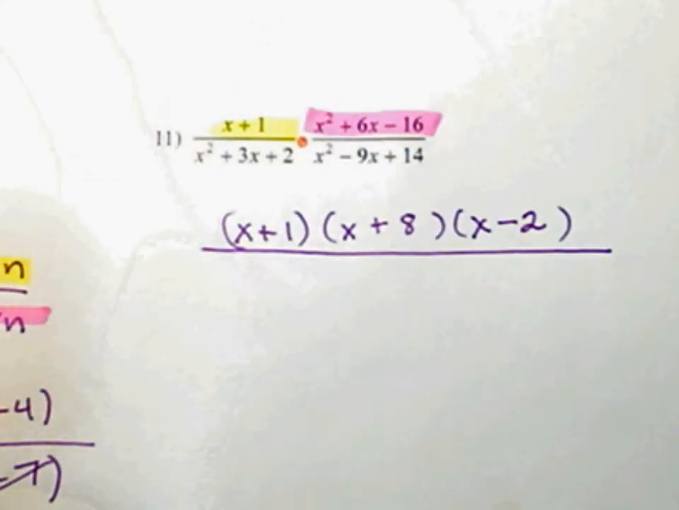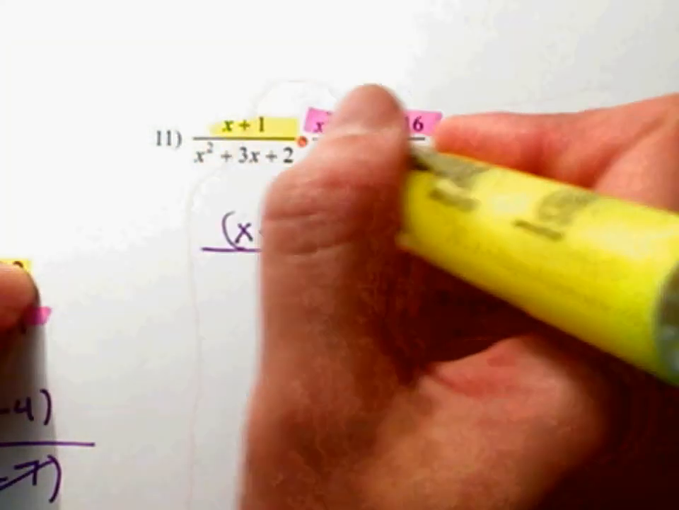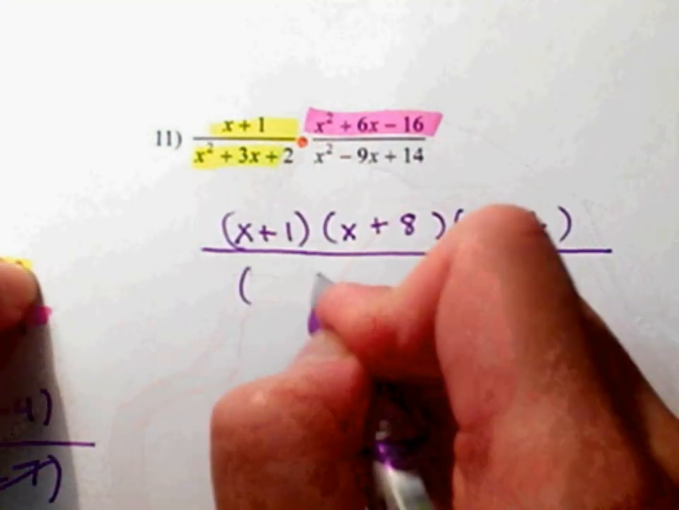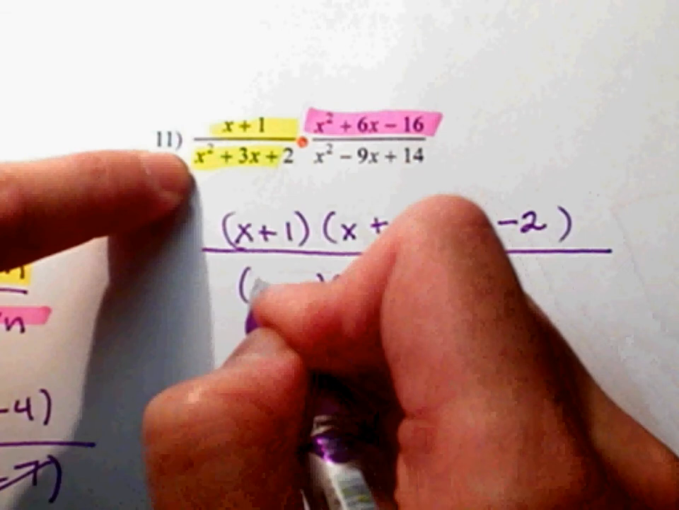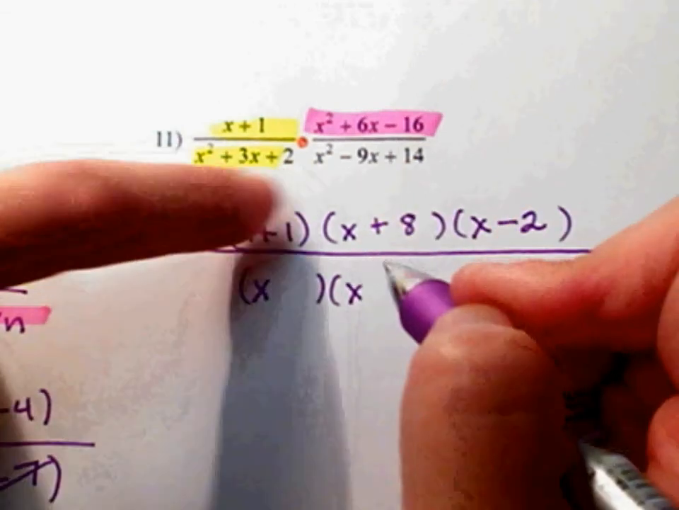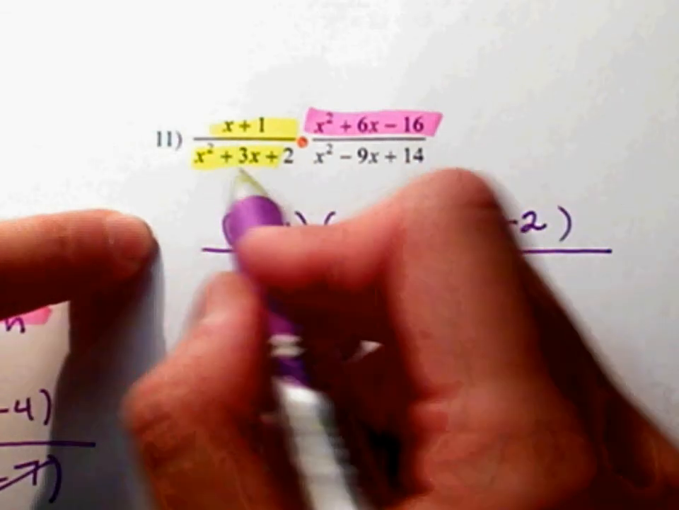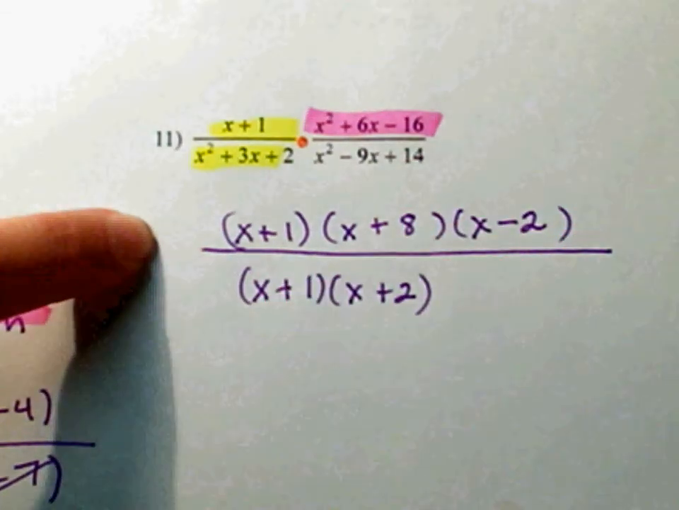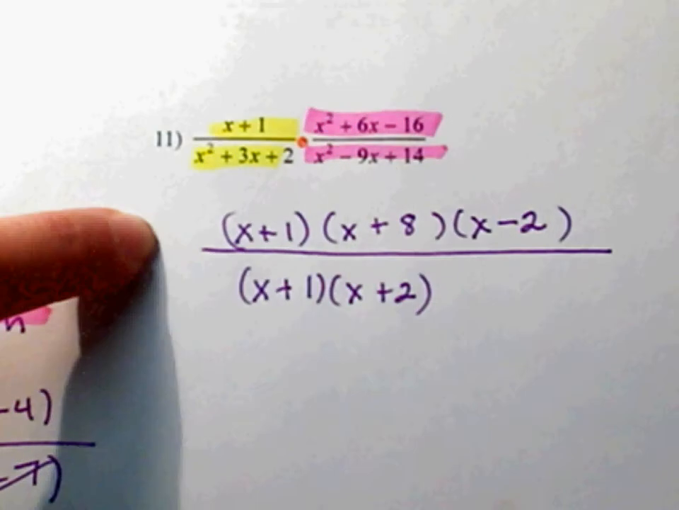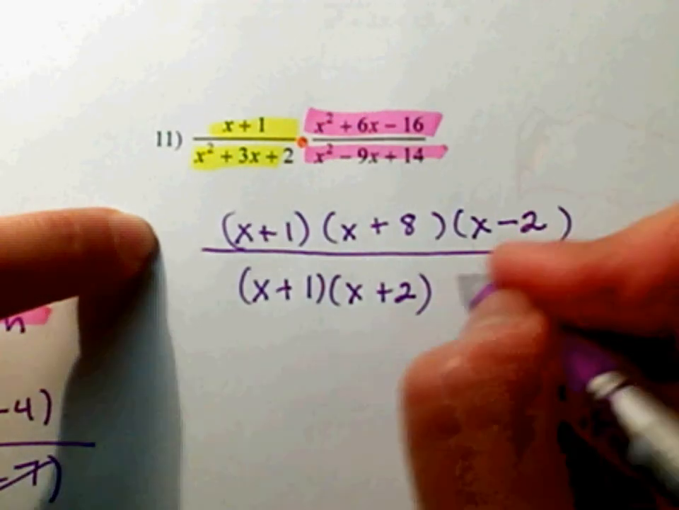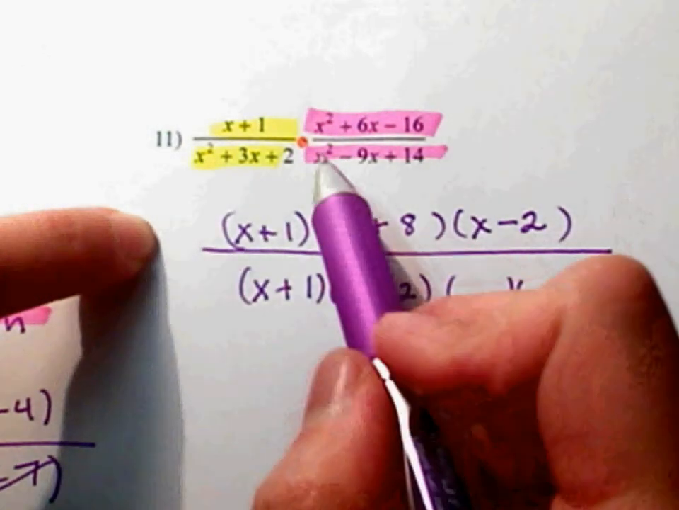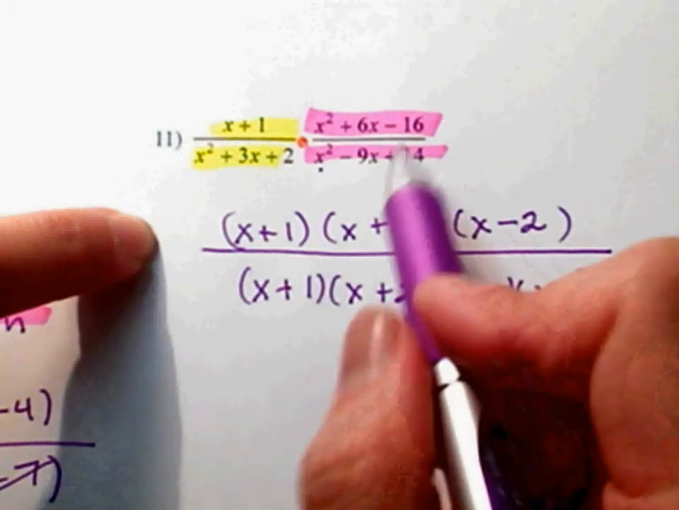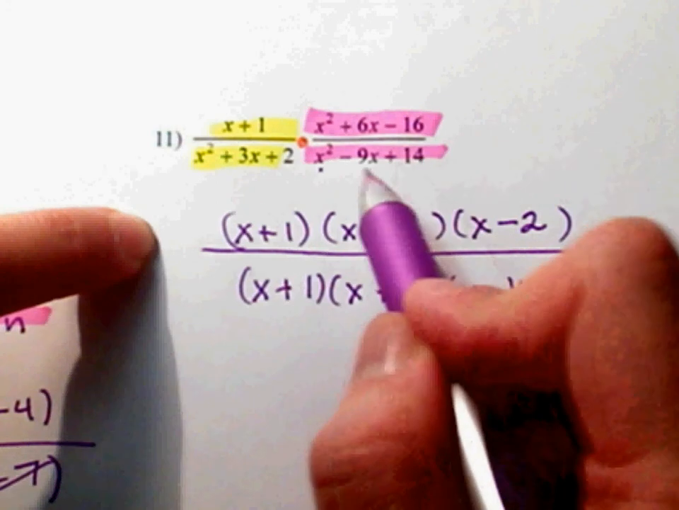Next one, quadratic. Factor that one as well. Factors of x squared is x and x. 2 numbers to multiply to give you 2, add, give you 3. Plus 1, plus 2. Okay. Next set of quadratics. 2 sets of parentheses. Factors of x squared, x and x. 2 numbers multiplied to give you 14 is going to add to give you 9. Negative 9 minus 2, minus 7.